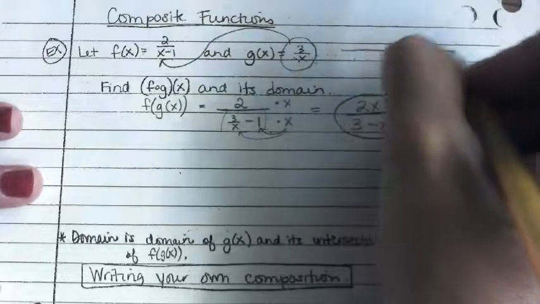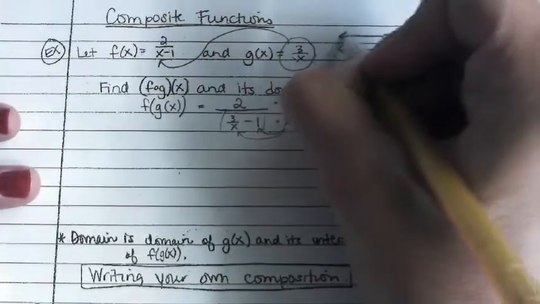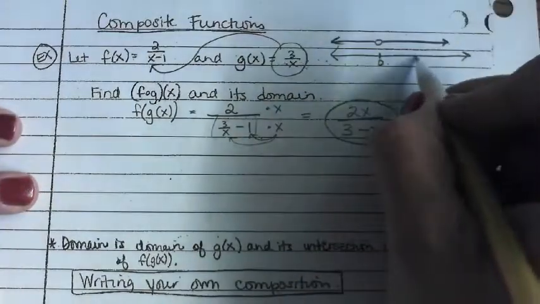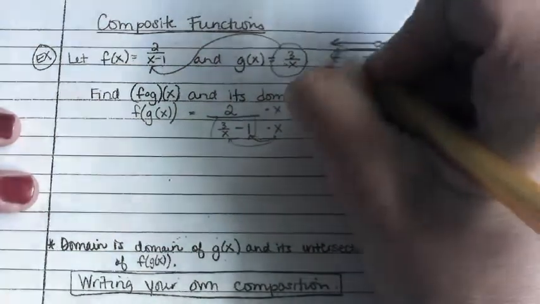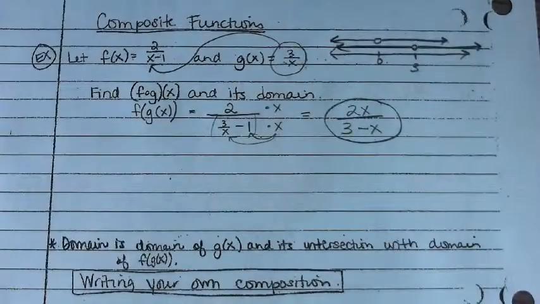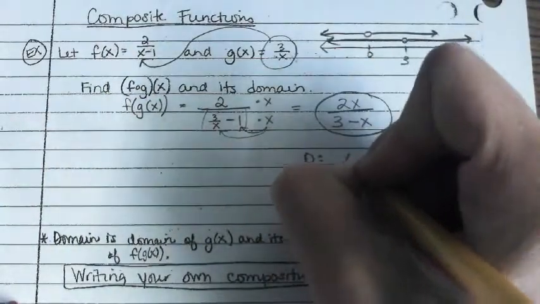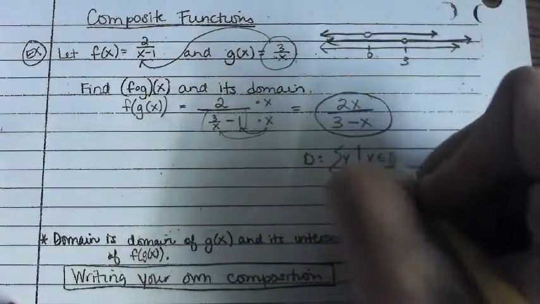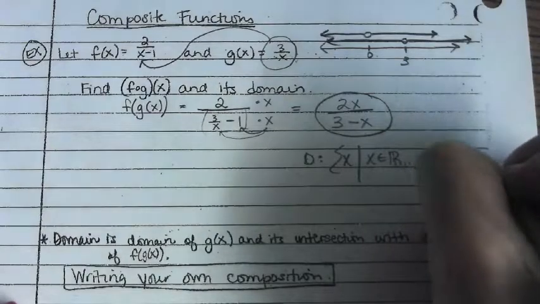So if you wanted to kind of look at the number line version of that, so here's 0. There's the domain of 3 over x. And here's the domain of 2x over 3 minus x. And their intersection, therefore, is everything except for 0 and 3. Okay? So your domain is, I'm going to do this one in set builder, the set of all x's such that x is an element of the real number system, but x cannot equal 0 or 3.